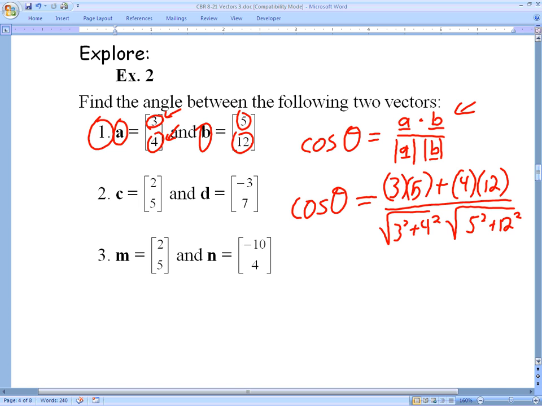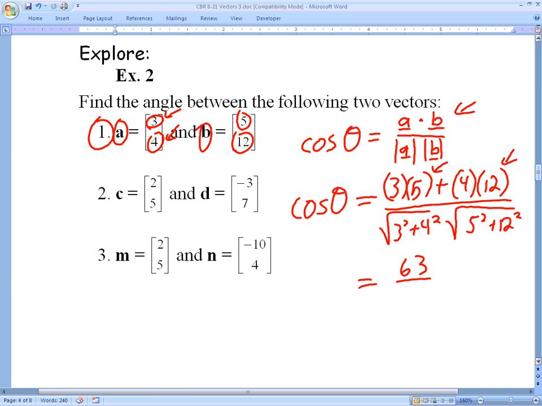A whole lot of simplification. Now you could put this in your calculator all in one step. I wouldn't recommend it unless you get very careful with your parentheses. We can simplify here. We've got 15 happening in this first product, and then we've got 48 happening there. And so I believe that will be 63 in the numerator.